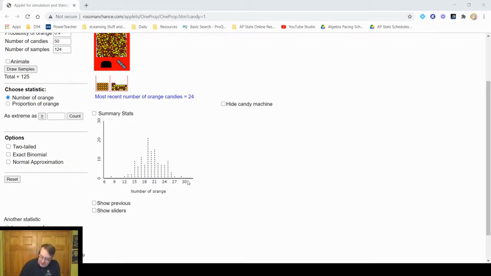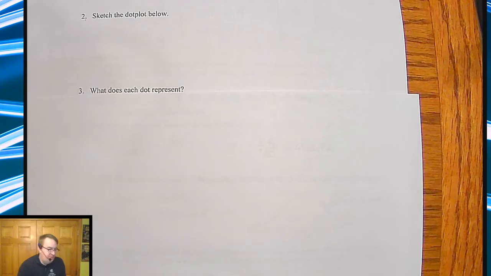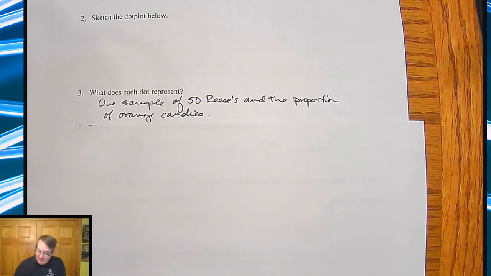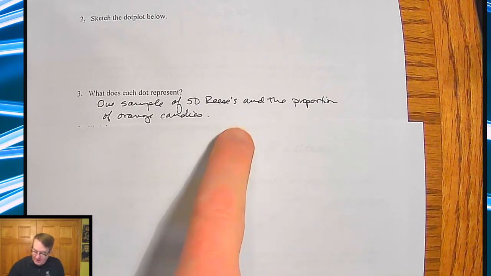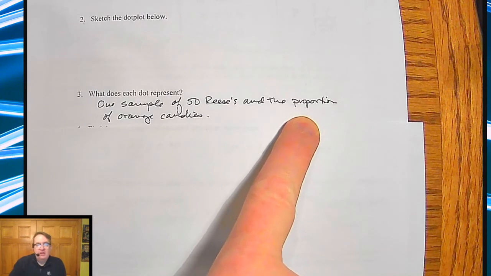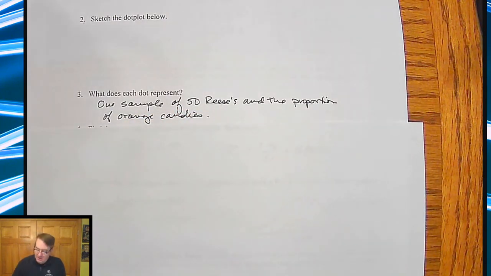Anyway, so what's the next question? Sketch the dot plot. What does each dot represent? Each dot represents a sample of 50 Reese's Pieces and the proportion of which are orange. Okay. So again, the shift has changed a little bit in terms of what the dot plot means. So instead of meaning the number of orange candies, it's the proportion of orange candies.